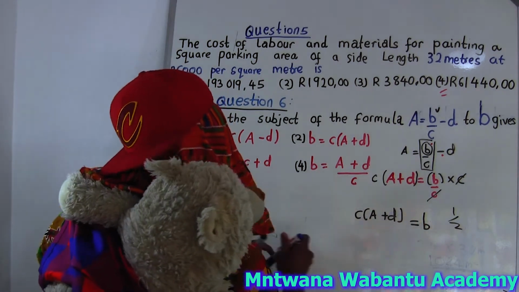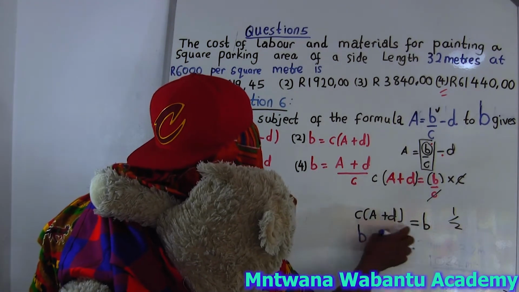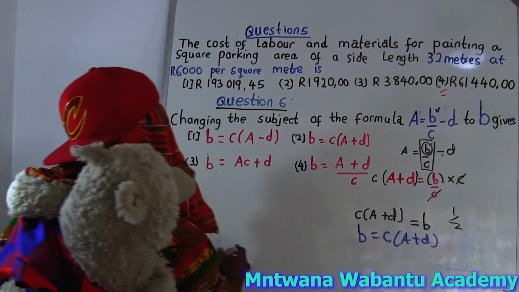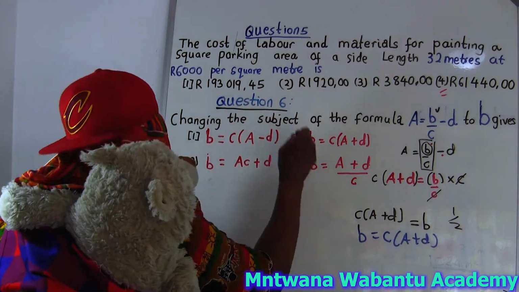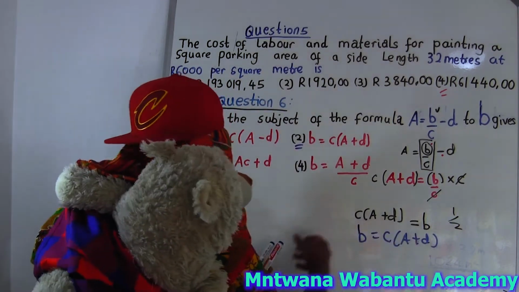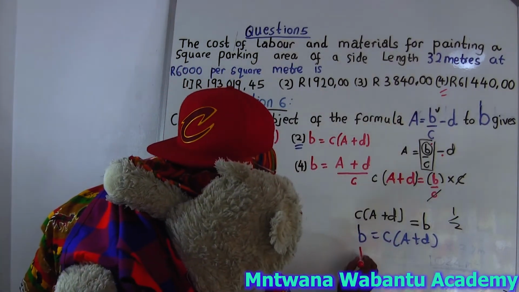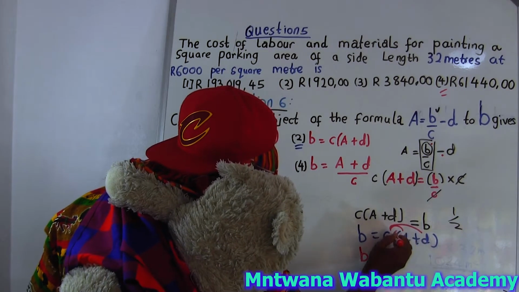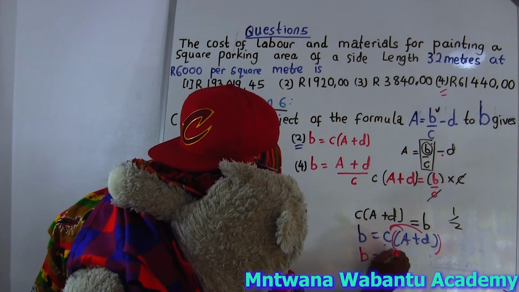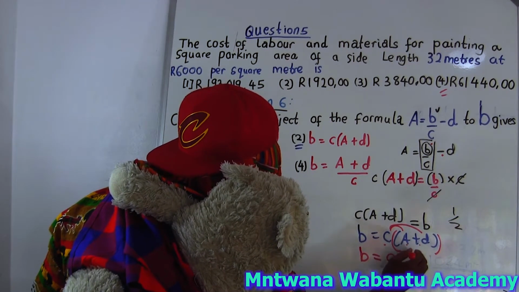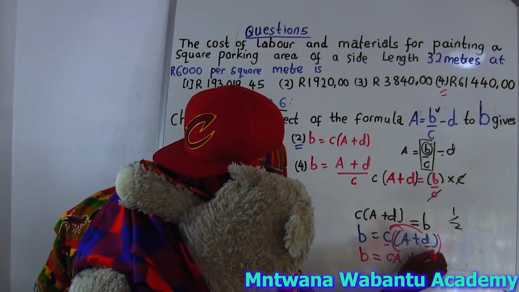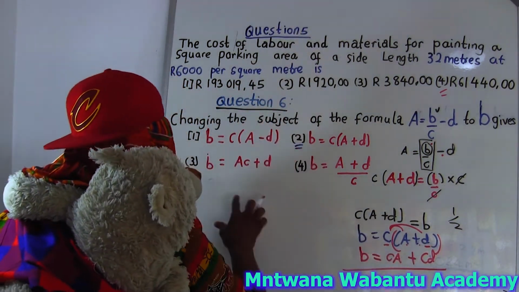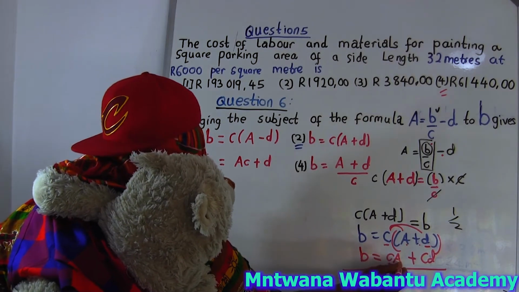So B equals C bracket A plus D. This could be option number 2. But me personally, I can simplify further. This is the same as B equals, I can multiply C for the first term and for the second, because this bracket is for both. So C times A is CA, and then we have a plus, and C times D is CD. So this is the final answer.